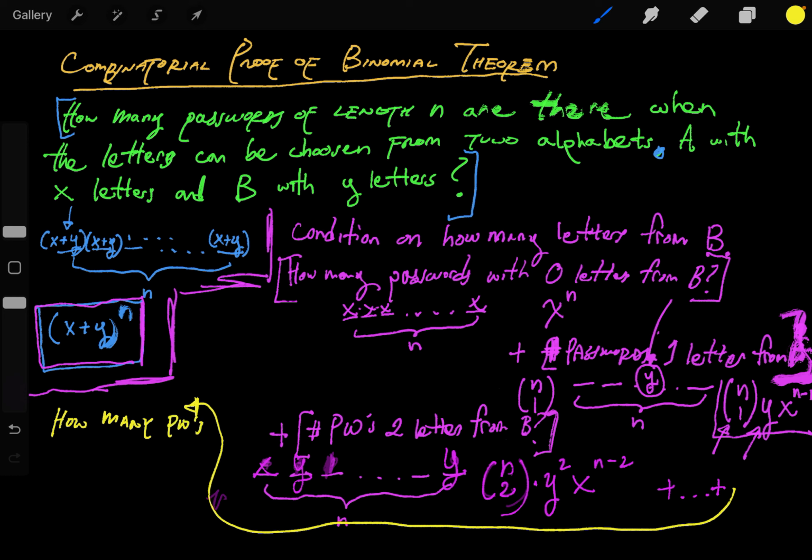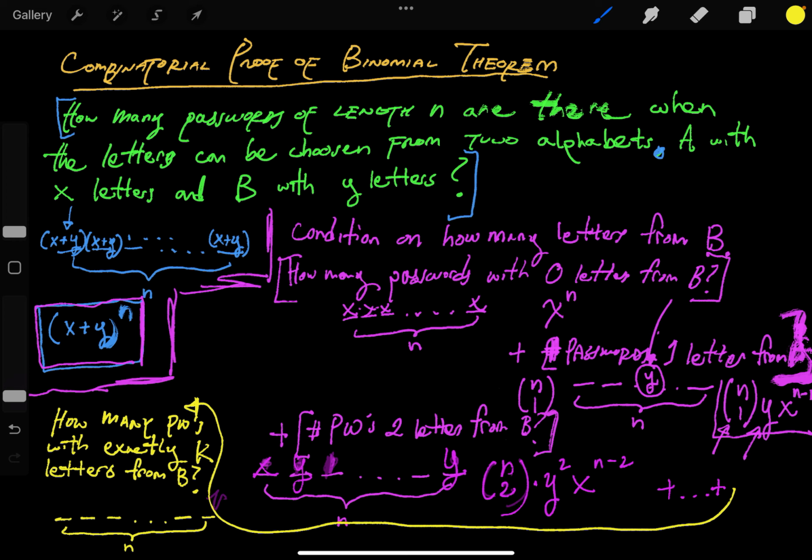How many passwords with exactly, and I'm writing this very precisely, K letters from B that are of length n? Let's try and answer this in general. Again, you have n total slots, and you want to choose where to place those K letters. So I have exactly K letters from B.